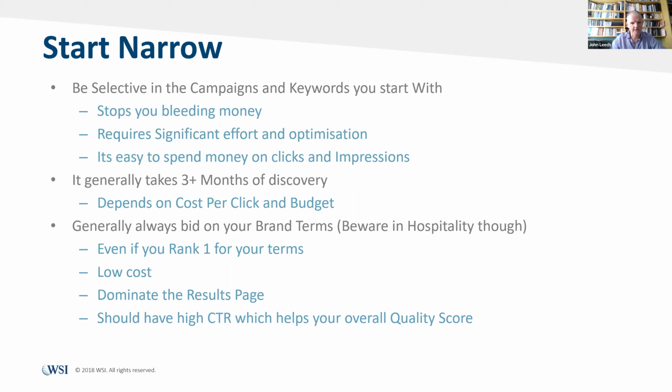I would always bid on your brand terms and have a brand campaign, although if you're in hospitality or hotels, that might be difficult because of competition from hotels.com, booking.com, Trivago, and all these other sites. But if you're outside of that, I would always have a brand campaign because it's generally going to be low cost. It means you dominate the results page, and you should have a really high click-through rate and good conversion rate in that campaign, which works for you and also improves your overall quality score, which makes your account work better entirely. So that's a really good thing to do.